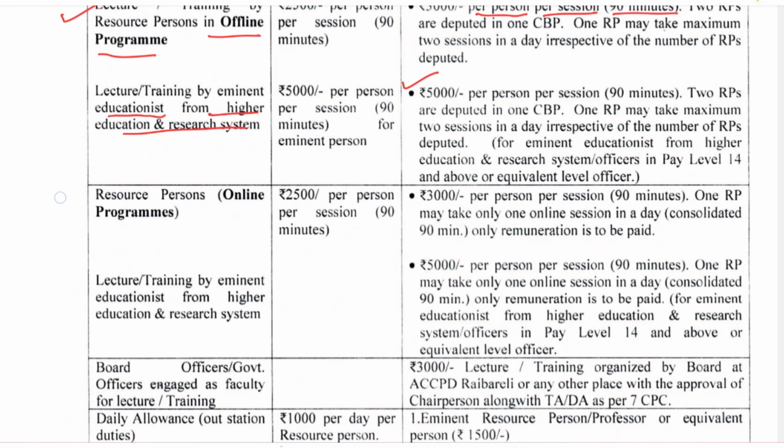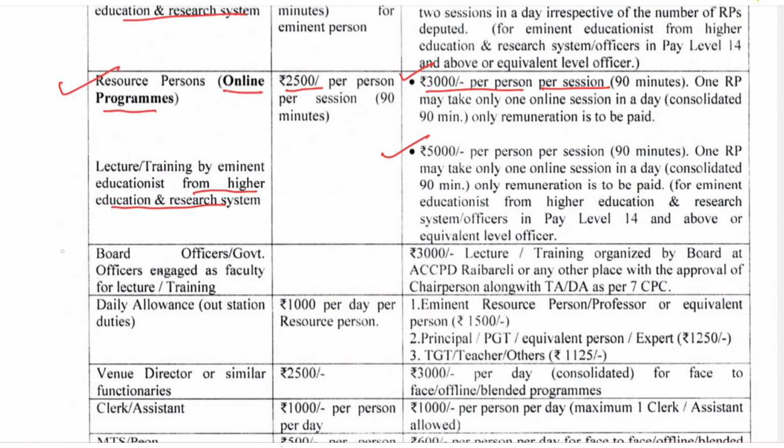But if you are an educationalist from higher education and research system, you are going to get 5000 per person per session. Same way, resource person for offline program, earlier they used to pay 2500. Now they are going to pay 3000 per person per session. And if you are from higher education and research system, you are going to get 5000 per person per session. And a board officer or government officer engaged as faculty for lecture or training is going to get 3000 rupees per lecture.